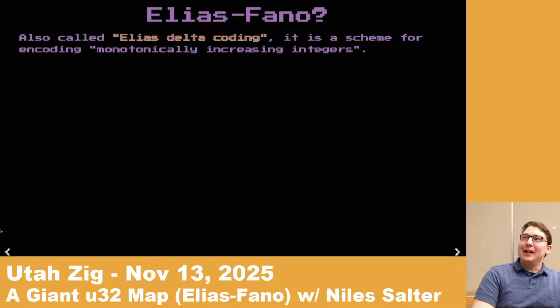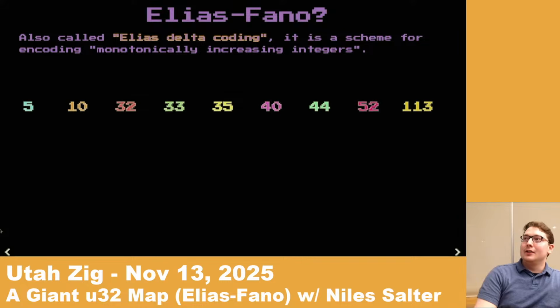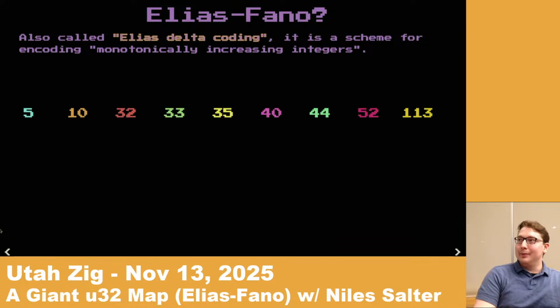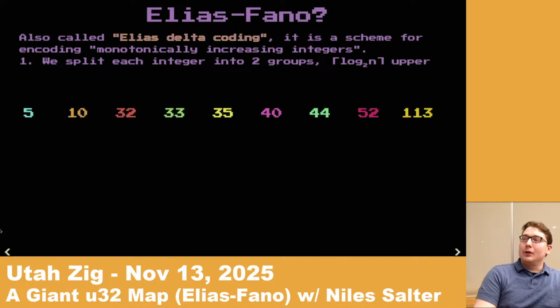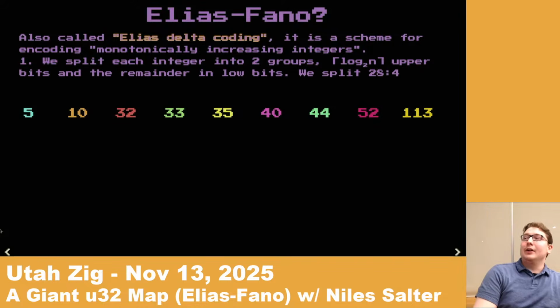Okay, so what is Elias-Fano? It's a form of delta coding for what they call in the literature monotonically increasing integer sequences. So what does that mean? It means numbers that go up. So imagine this is our set of IP addresses, the first couple anyways. And we're going to split each integer or each IP address into 2 parts. The ceiling of the base 2 log of n, where n is the number of elements in the data set, that's the split for the upper bits, and the remainder go to the low bits.